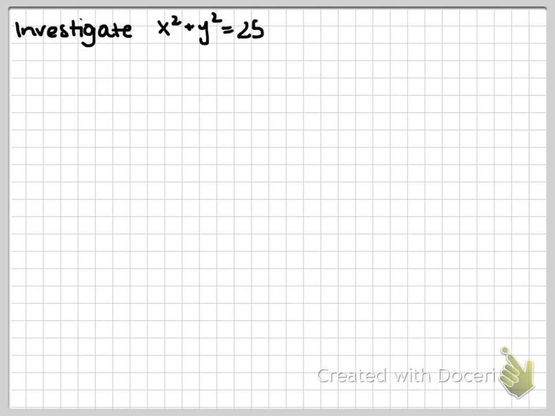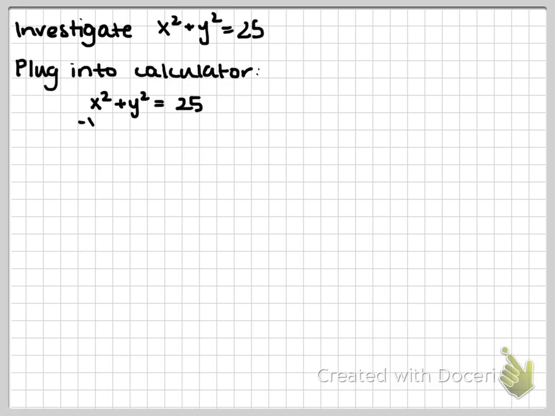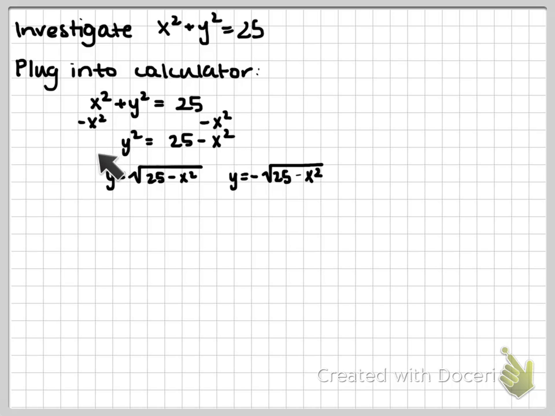The next thing we're going to do is investigate x squared plus y squared equals 25. So that's our new parent function, and it might look a little weird to you, but we'll talk about what it does. So again, when we plug this into our calculator, we've got to solve it for y. So I'm going to subtract x squared on both sides, like I did right here, and then I'm going to square root both sides, remembering that I have both a positive square root and a negative square root. Okay, so go ahead and pause the video and plug those both into your calculator.